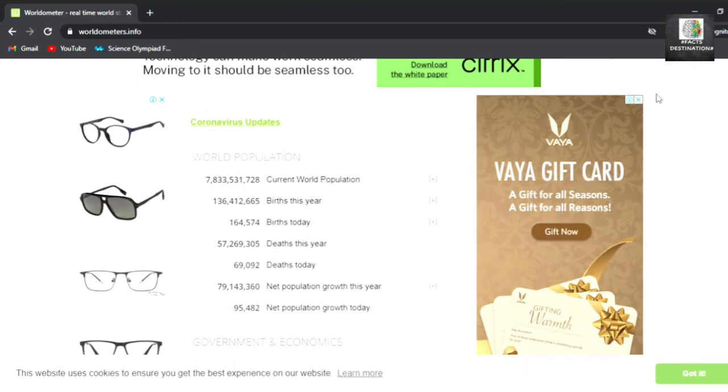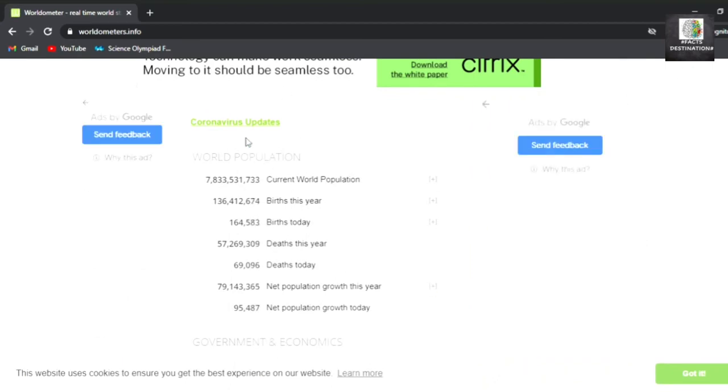You can see the statistics of the population, not only population but of other fields. I am gradually showing you everything on this website. So you can see the current world population, the births this year, the births today, the deaths this year, the deaths today, and the net population growth.